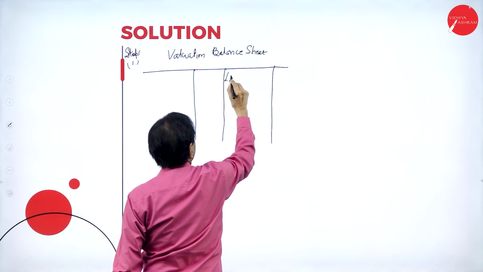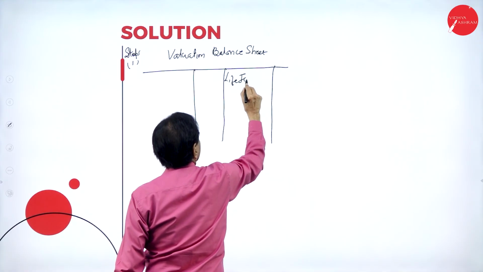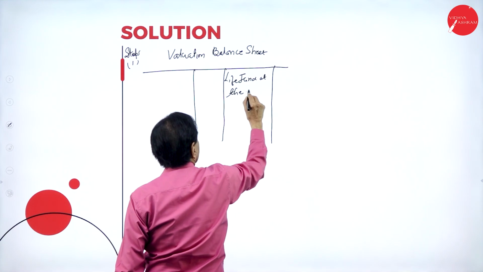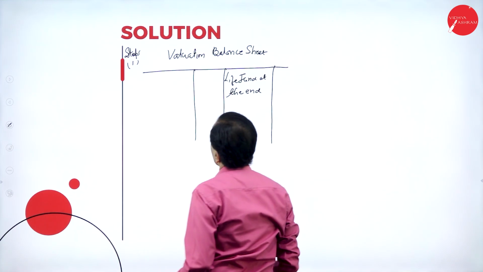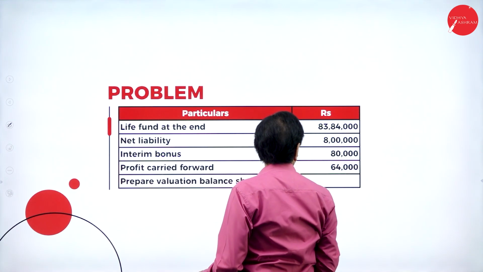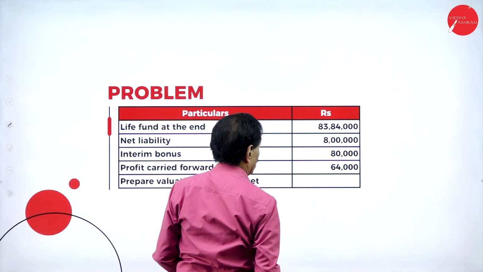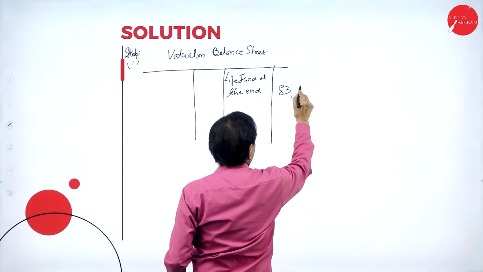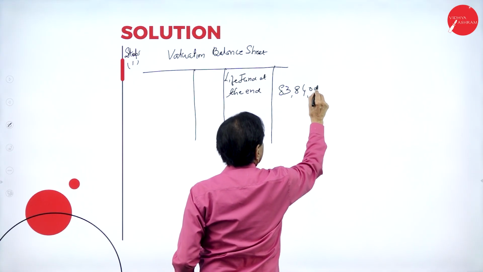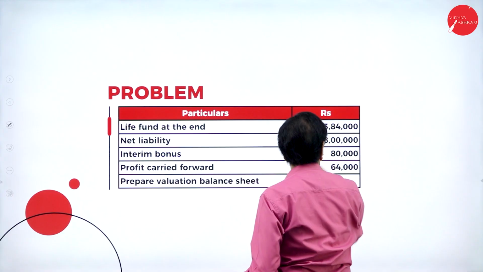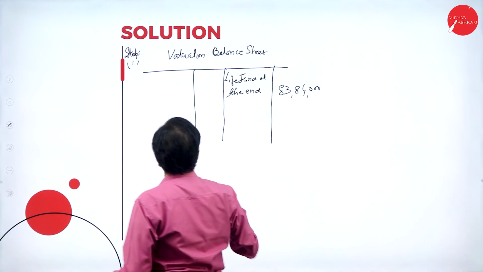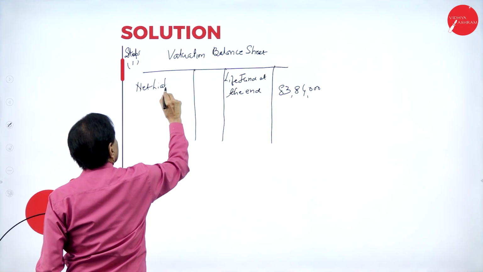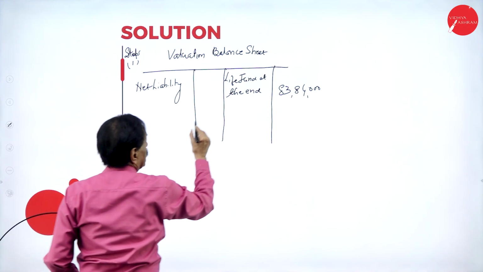Life fund at the end, 83 lakh 84,000. So net liability is 8 lakh.